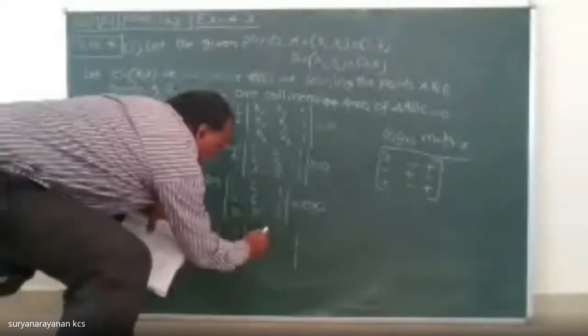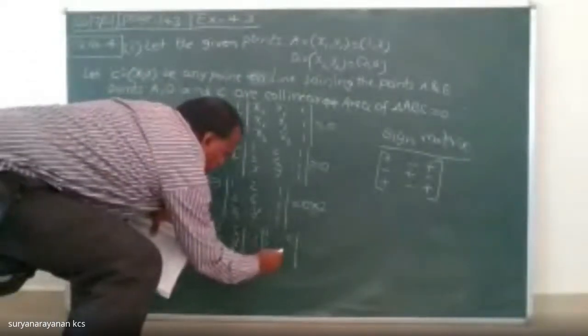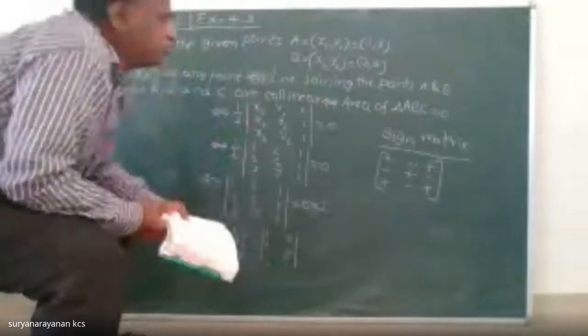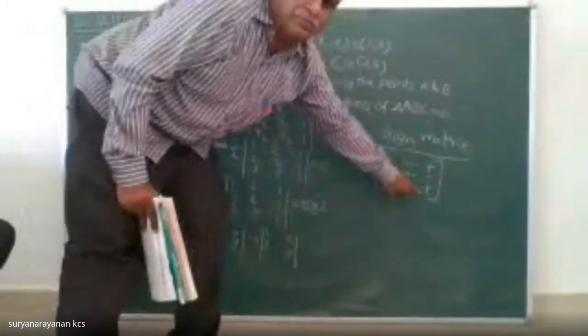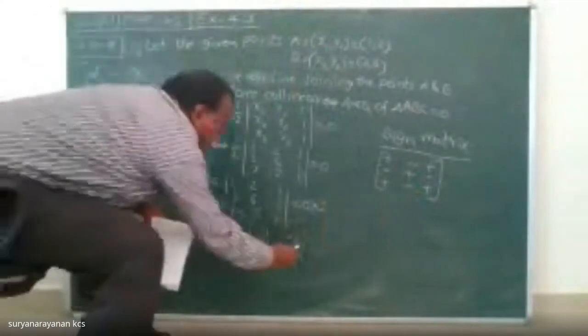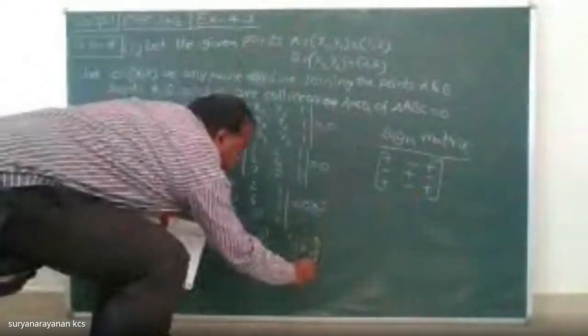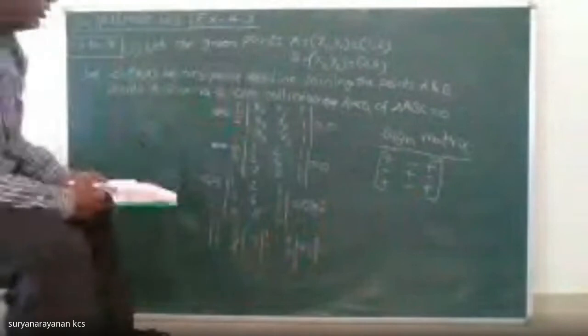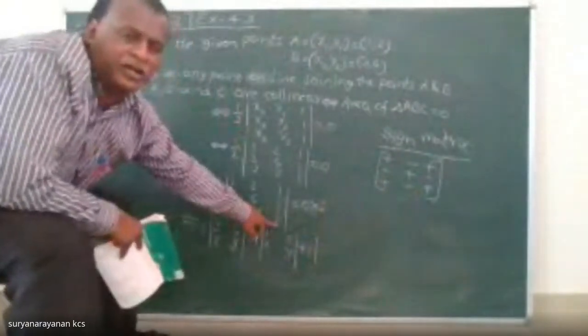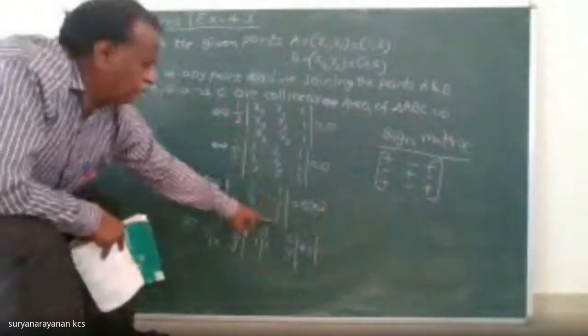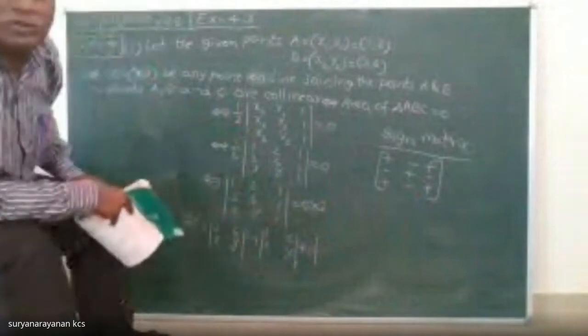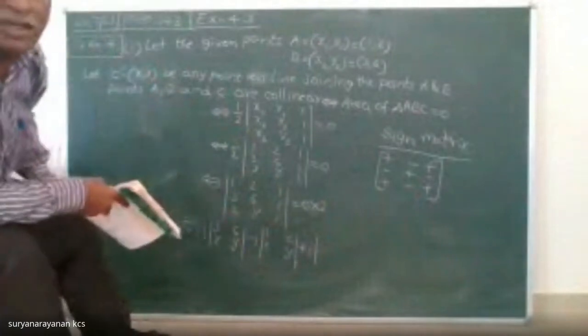Sir, 1, 2, x, y. Yes, 1, 2, x, y. Next, before writing the third term, you have to take this sign, that is plus 1 into this last element, which lies in the third row and the third column. Close that third row and third column.